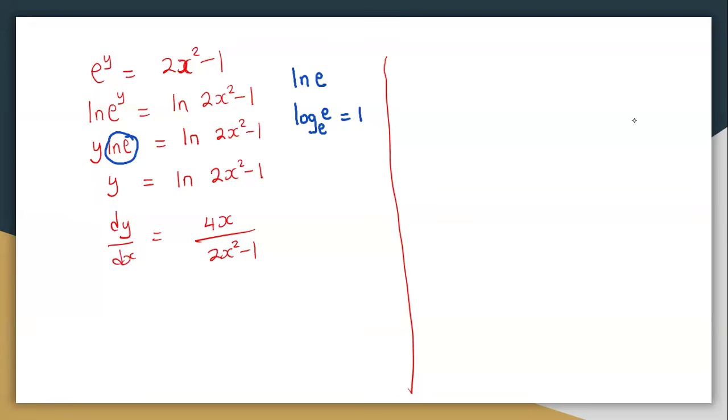Okay, let me give you one and then we see how it applies. Take an example. You may find this: y is equal to 2 exponential x squared plus 1.